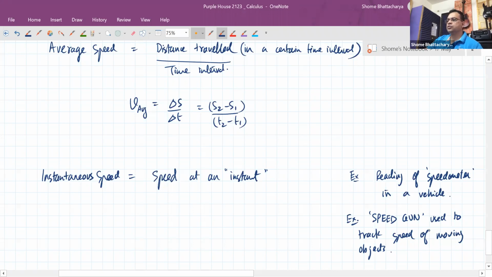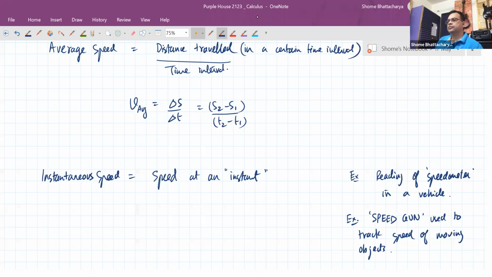So what do these things do? How do they measure the speed at an instant? For example, what does the speedometer do? When you are typically traveling in a vehicle, you will see that the reading of the speedometer doesn't remain constant, right? It changes from moment to moment, because typically you are either accelerating or decelerating. Very rarely are you moving at a uniform speed for any particular interval of time. So how does the speedometer actually measure the speed at a particular instant? Any idea how it does that?